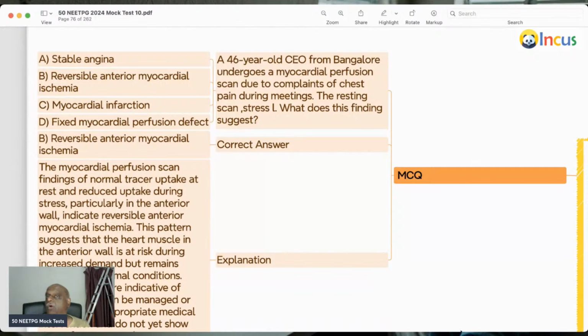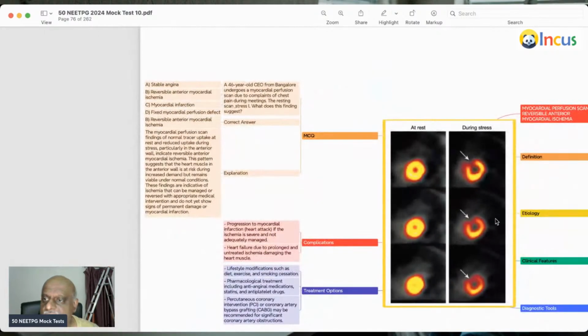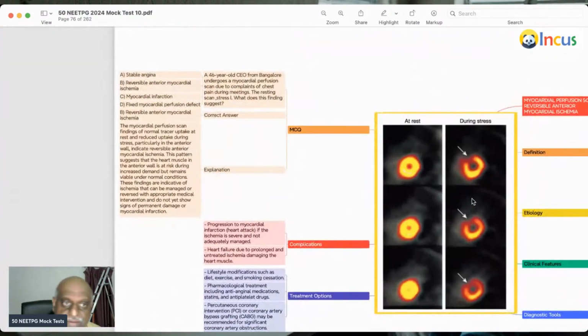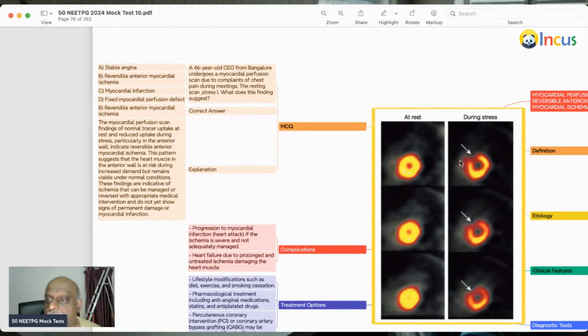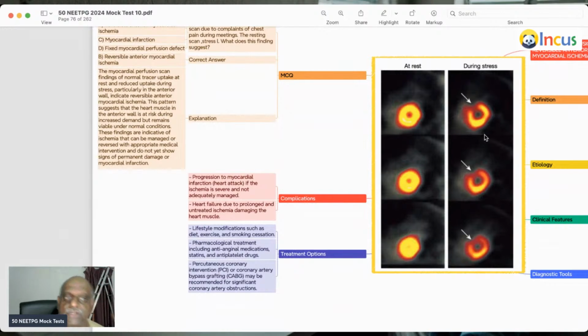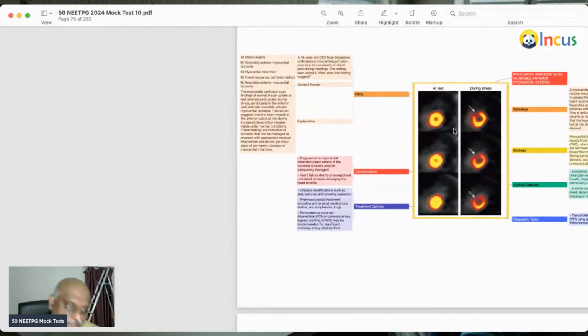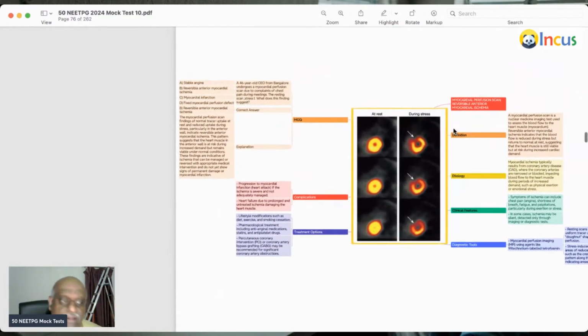Now, a 46-year-old CEO from Bengaluru undergoes a myocardial perfusion scan. What does this basically suggest? There is a normal uptake of the tracer at rest and reduced uptake during stress, particularly in the anterior wall, which typically suggests reversible anterior wall myocardial ischemia on the stress test perfusion, which is what you have to remember.